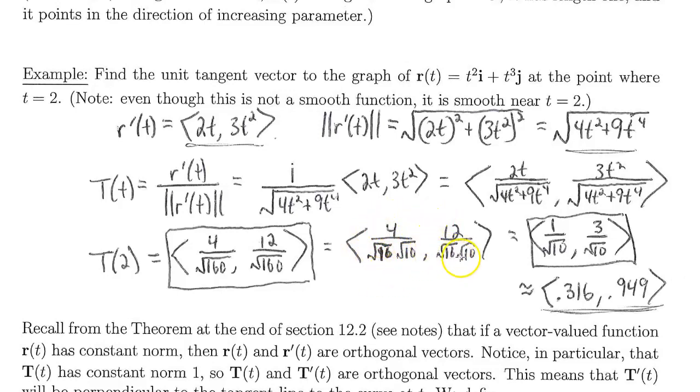You can do the same thing with the denominator in the second component: 12 over 4 would be 3. So we get 1 over the square root of 10, comma 3 over the square root of 10. If you write it out as decimals, this is what it is.